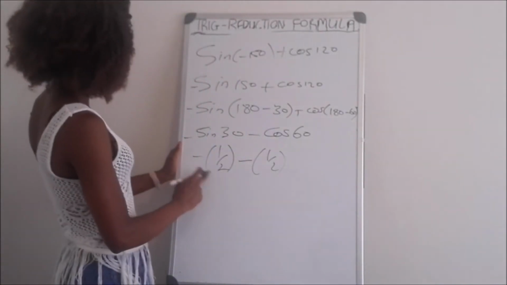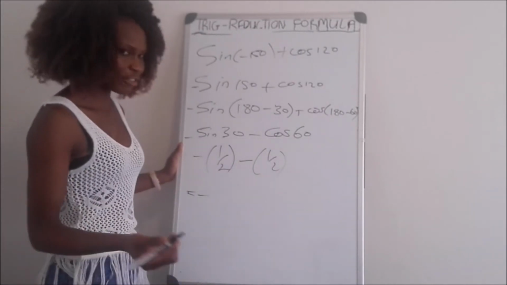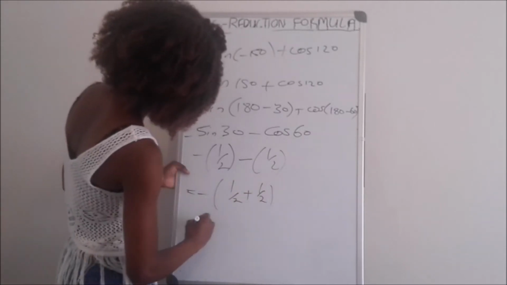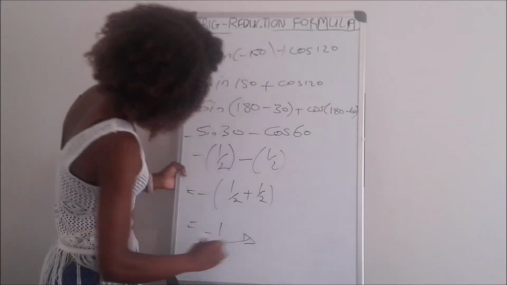Then from here, taking out a common factor of negative, we'll have 1 over 2 plus 1 over 2, which is equal to 1. Our answer is equal to negative 1.